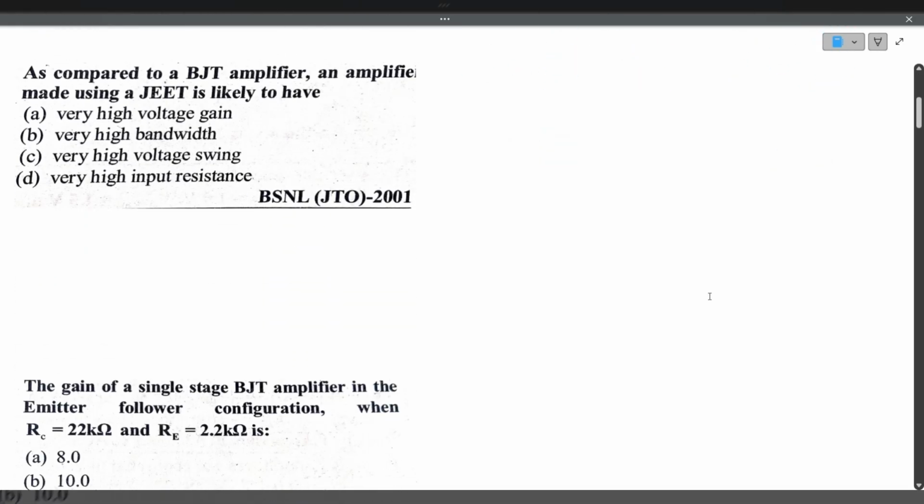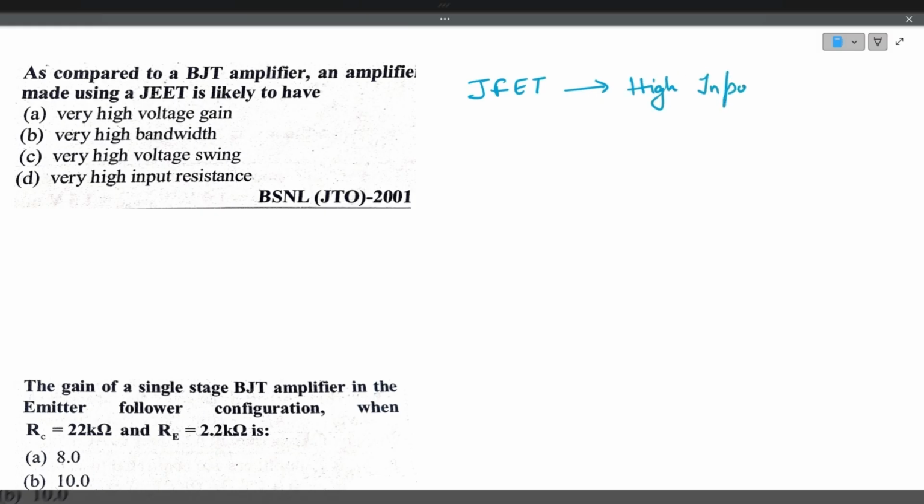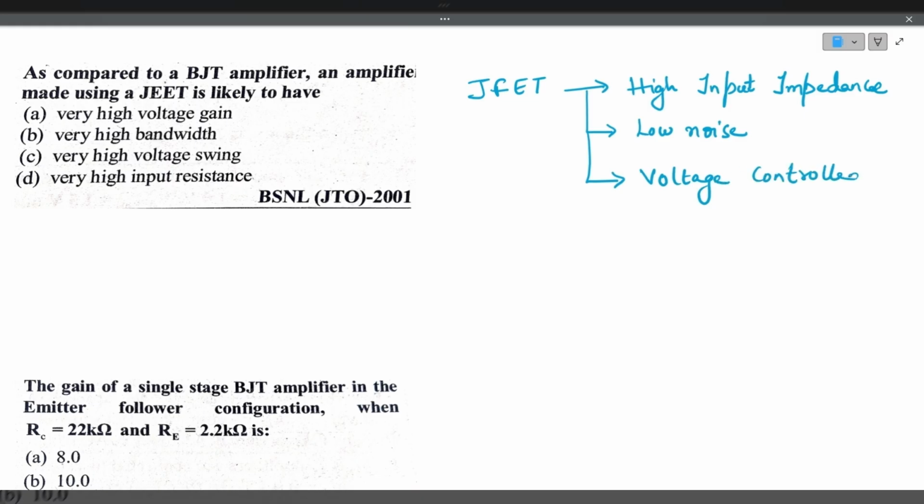As compared to BJT amplifier, an amplifier made using JFET, junction field effect transistor, is likely to have... It has got specific features. One of the features is high input impedance. It has got very high input resistance, because of which the noise will reduce a lot. It has got low noise capacities, and it is a voltage controlled device. BJT is a current controlled device. JFET is a voltage controlled device. These are the specific advantages that we have.